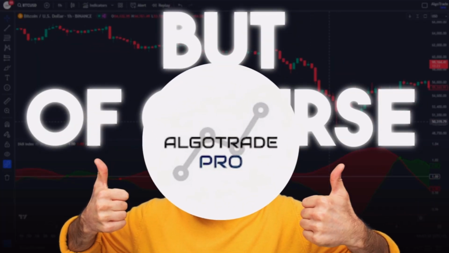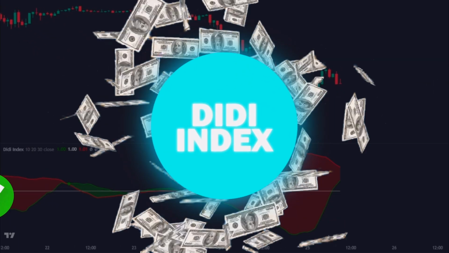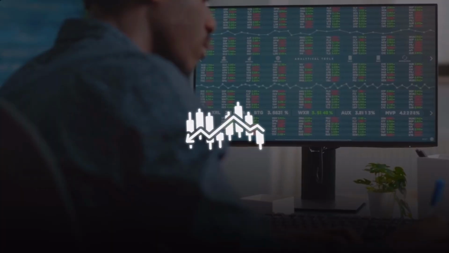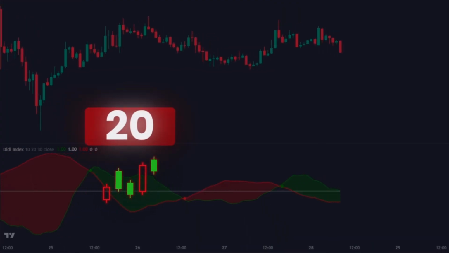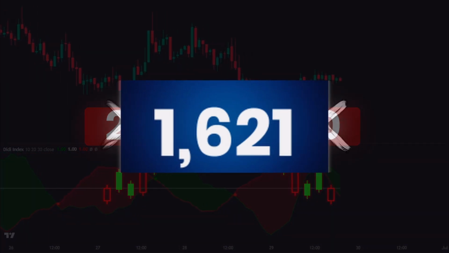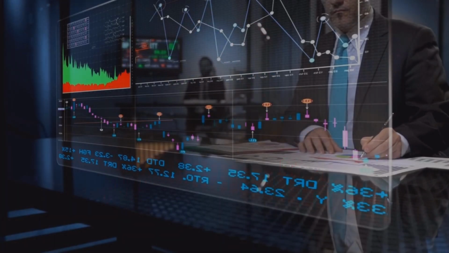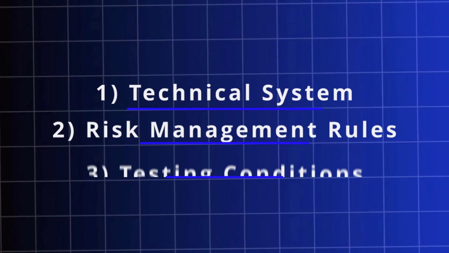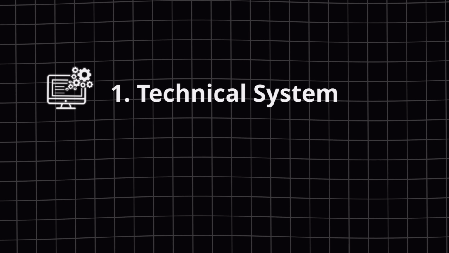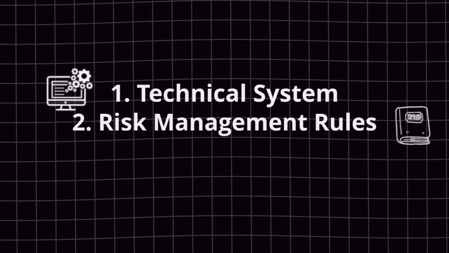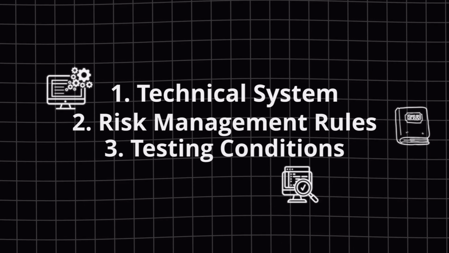But of course this is in a theoretical way, because to discover if the Didi Index is really efficient or not, we'll need to backtest it, and not in 20 or 50 trades, but in thousands of them, in order to get solid results. To do this we need 3 things. First, the technical system, second, the risk management rules, and third, the testing conditions.